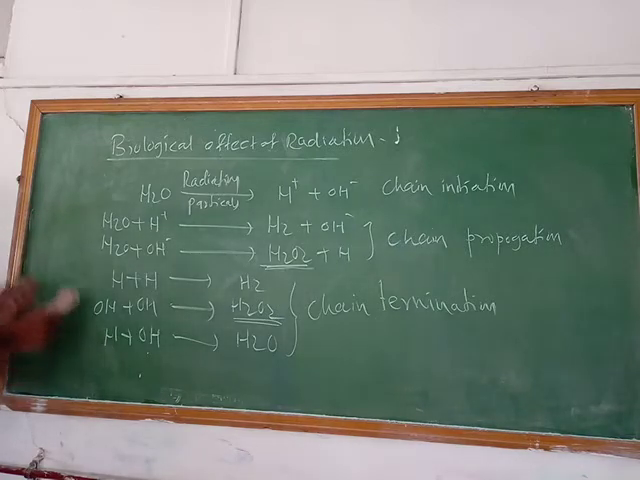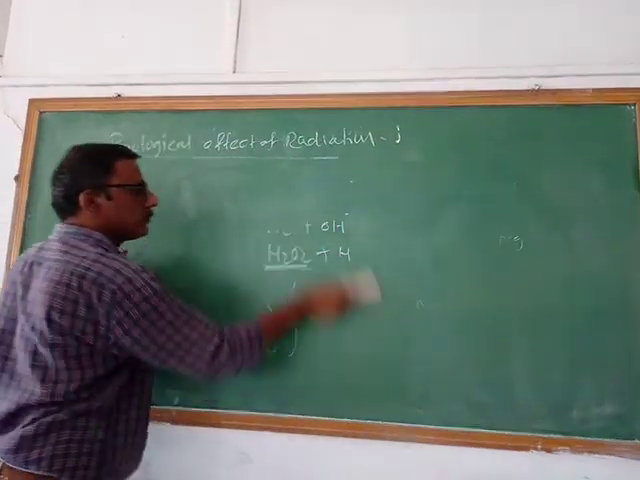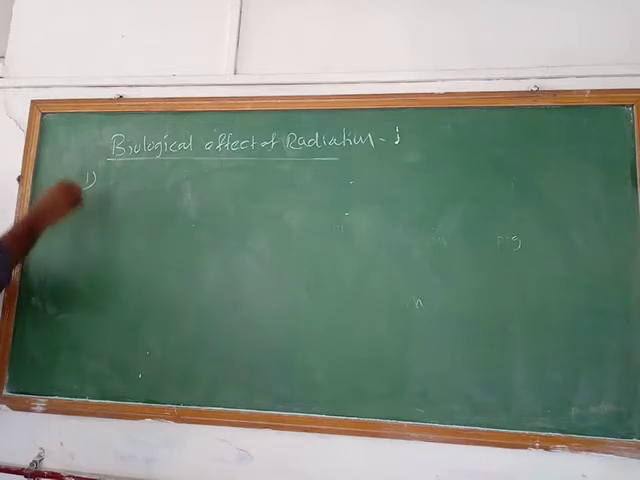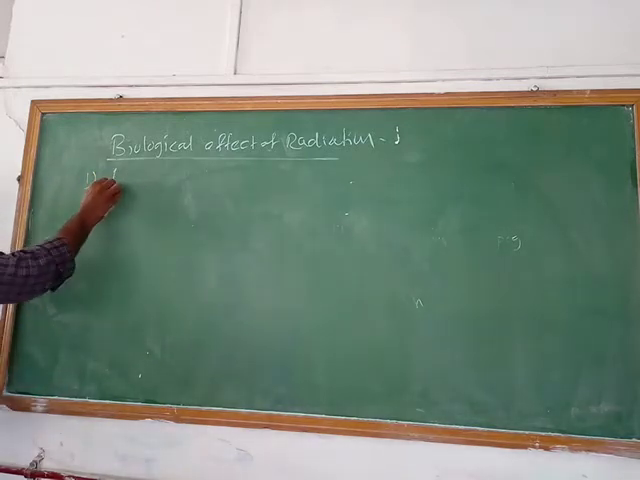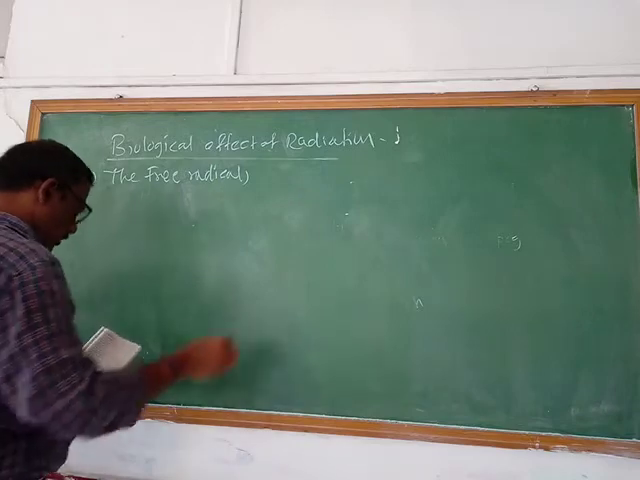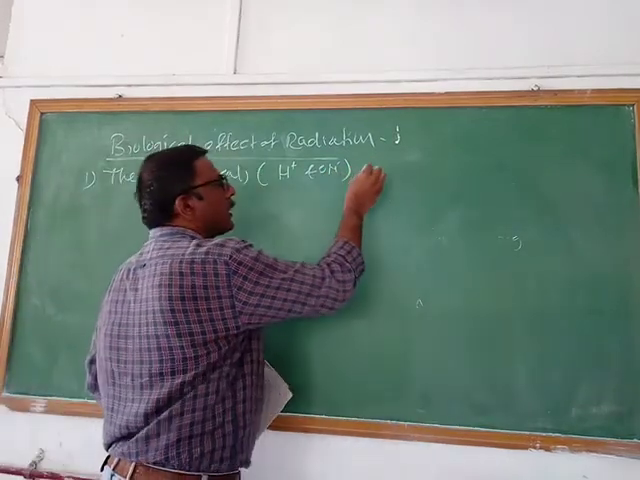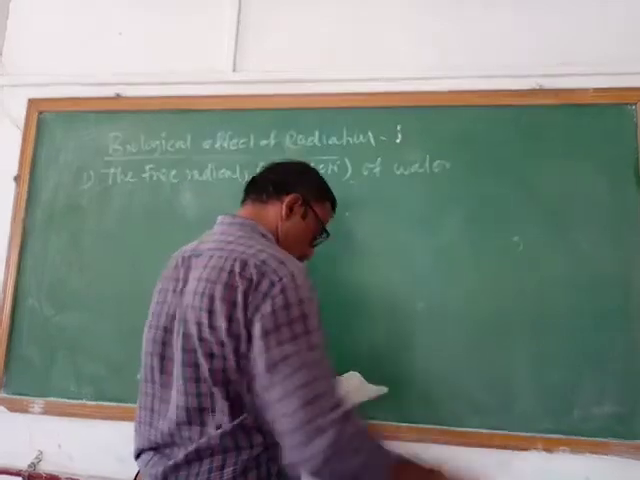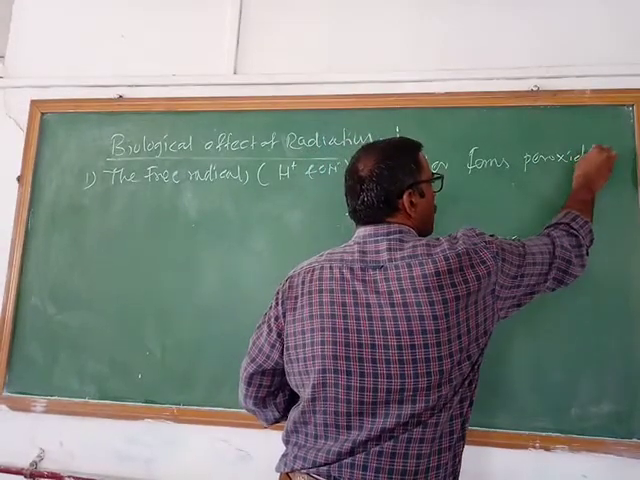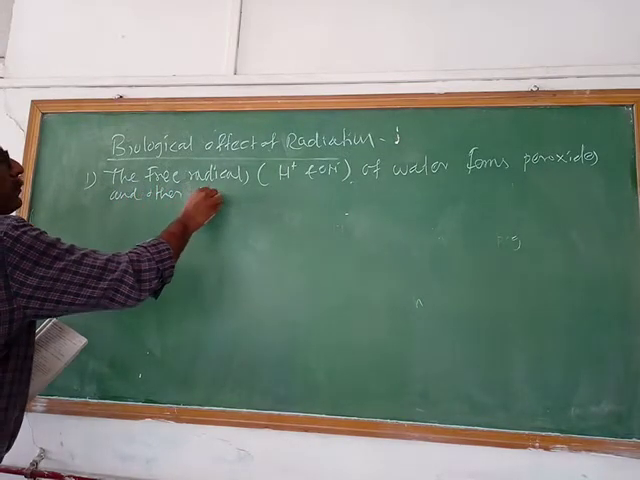Okay? These reactions happen, and through these reactions the lipids are produced, that's what we see. On the effects, the first effect: particularly we see that the free radicals, H and OH of water, form peroxide and other toxic compounds.